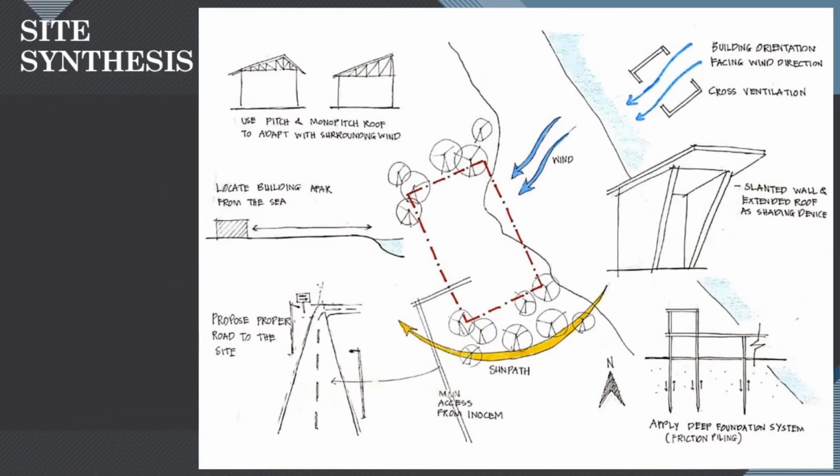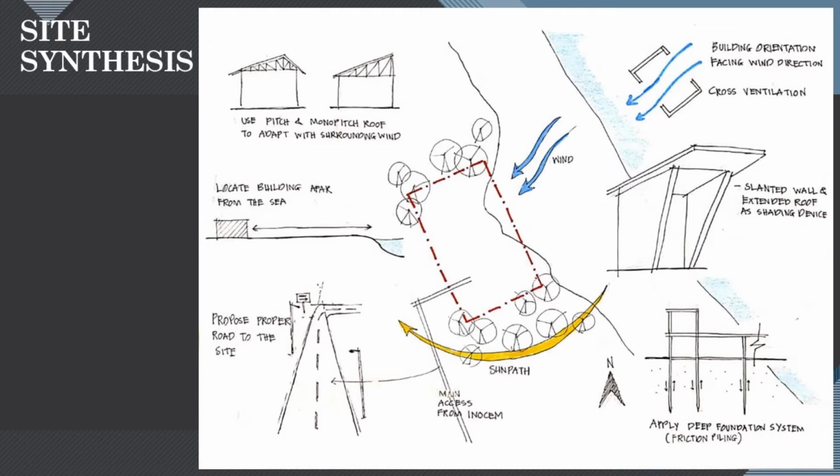Next, we go to the site synthesis. First is to rotate the building facing toward the wind direction that comes from the northeast of the site, in order to maximize the airflow into the building and allow the cross ventilation process. Second is to use the slanted wall and extended roof as shading device. Third, apply deep foundation system, specifically the friction piling, due to the poor soil condition at the coastal area.